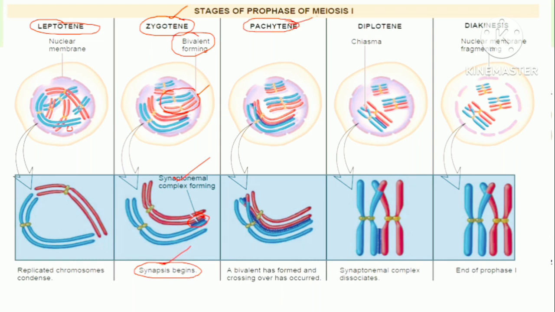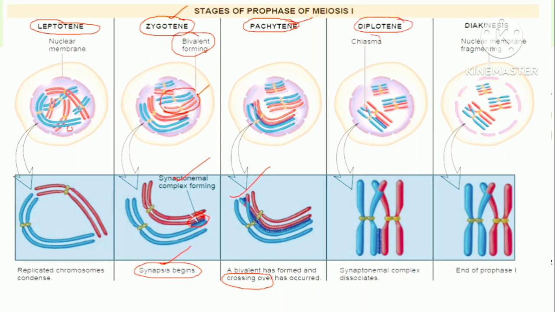Next comes pachytene stage. Pachus in Greek means thick, tene means thread, so this is known as thick threaded stage. In this stage, one of the most important events occurs, that is known as crossing over. So crossing over occurs in this stage of prophase 1. It involves exchange of segments of chromosome between two non-sister chromatids, which brings variation. That plays an important role in evolution.